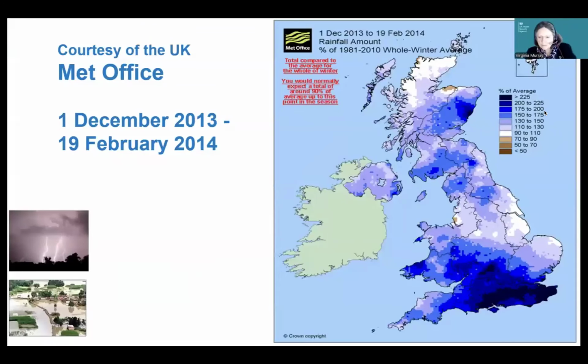So let me go back to flooding. Let me go back to what happened in December 2013 to February 2014. I think you'll agree that the United Kingdom looks pretty damp and wet. You can see that we had a huge amount of rain, way above the average for most winters. It was a really bad winter, and we got into a lot of concern and trouble.